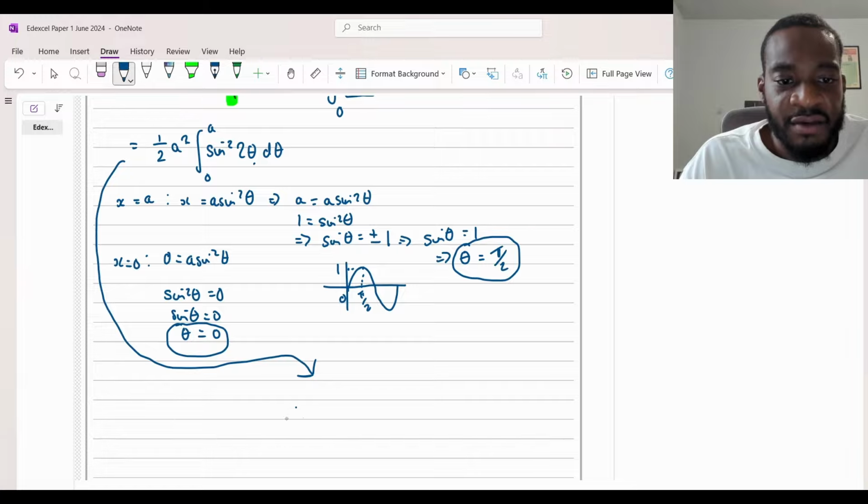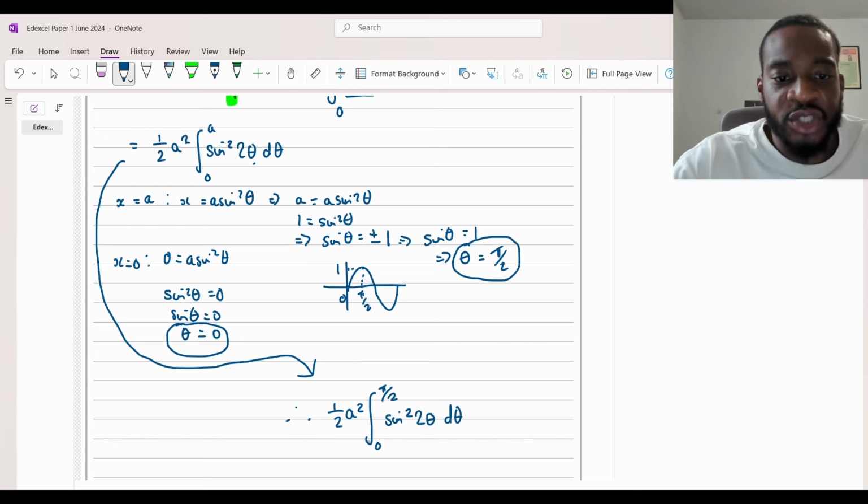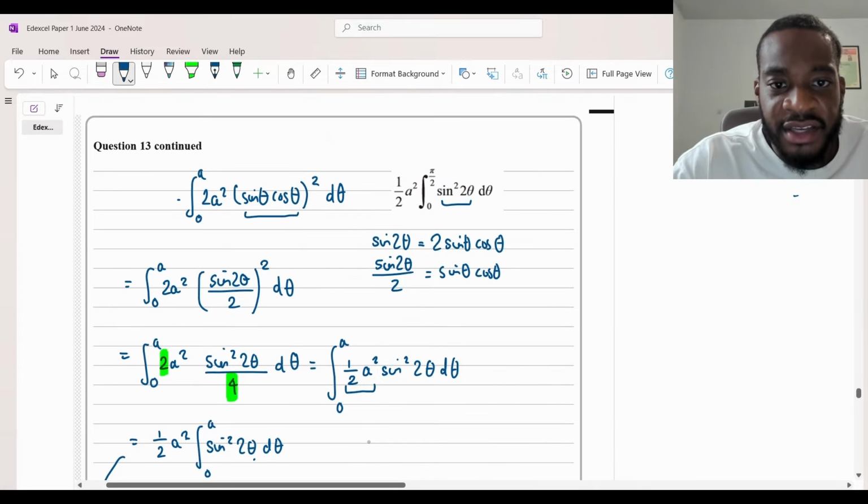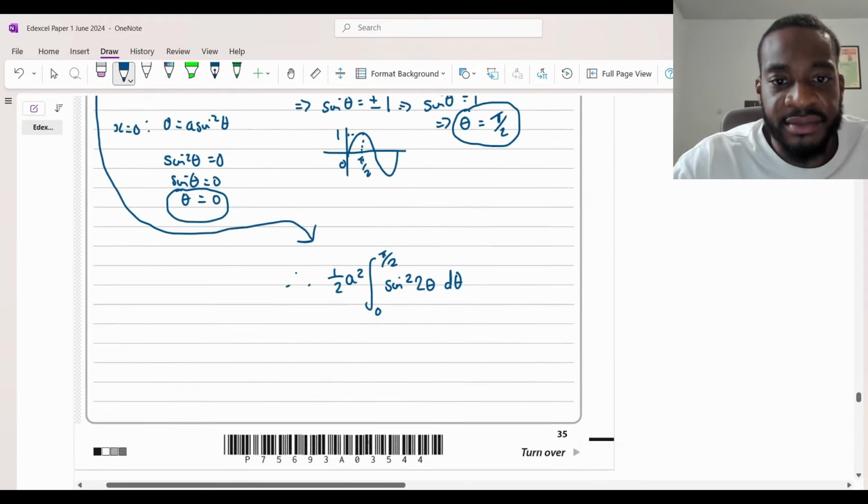Final answer, you can say, therefore, the integral is going to be, let me write the constant first. So it's going to be a half a squared multiplied by the integral between 0 and pi over 2 of sine squared 2 theta d theta. And then let's just check. Yep, half a squared. Perfect.